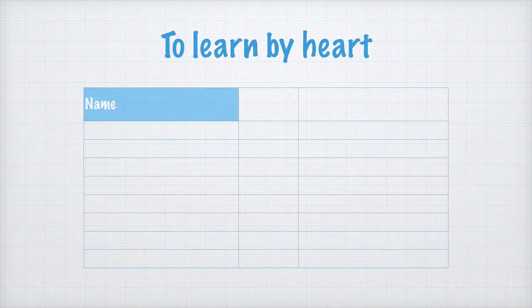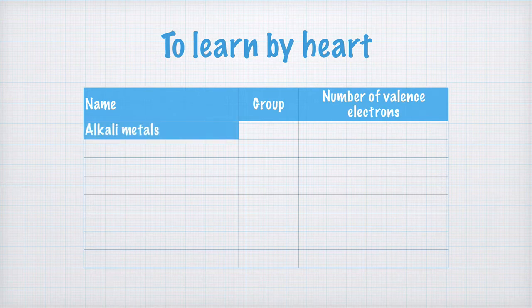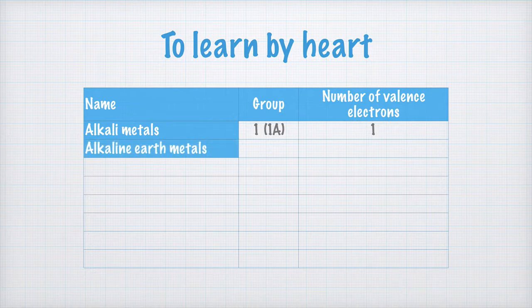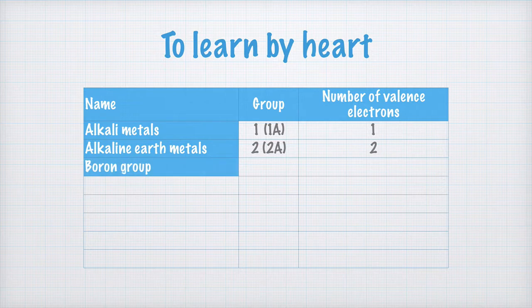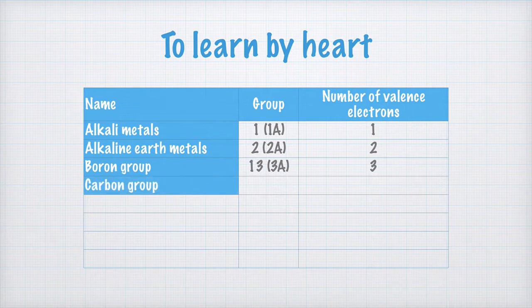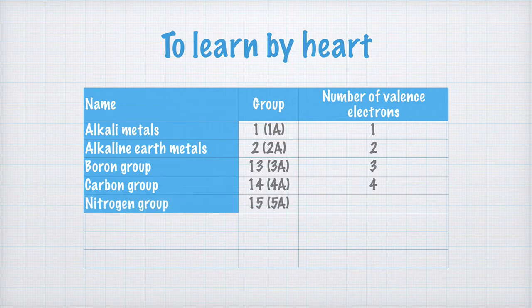Now, this is something I want you to learn by heart. I want you to know that the alkali metals are found in group 1 and that they have one valence electron. The alkaline earth metals are in group 2 and they have 2 valence electrons. The boron group is group 13 and the atoms in that group have 3 valence electrons. In the carbon group, which is group number 14, the atoms have 4 valence electrons. And in the nitrogen group, which is group 15, the atoms have 5 valence electrons.